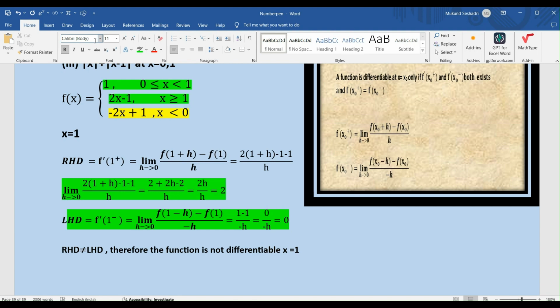So that's how we examine the differentiability of the function. So the final answer to this question is the function is not differentiable at both x equals 1 and x equals 0, right?